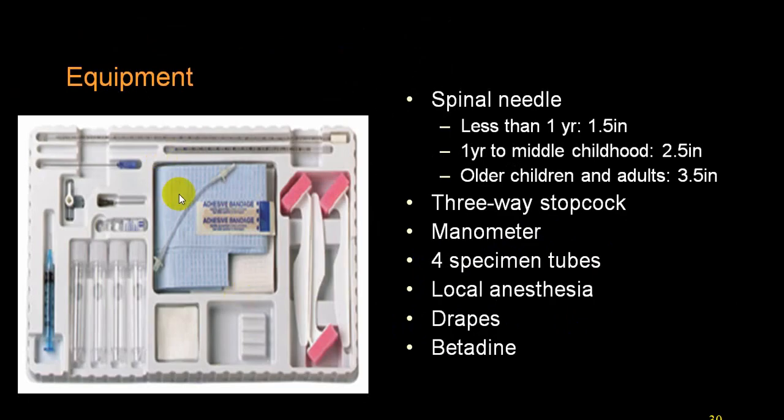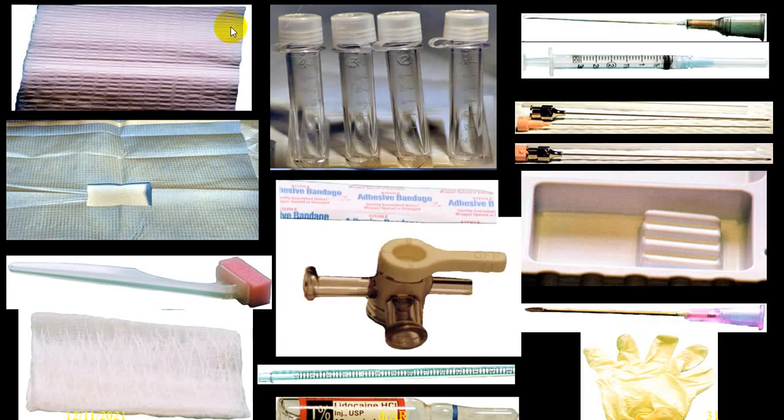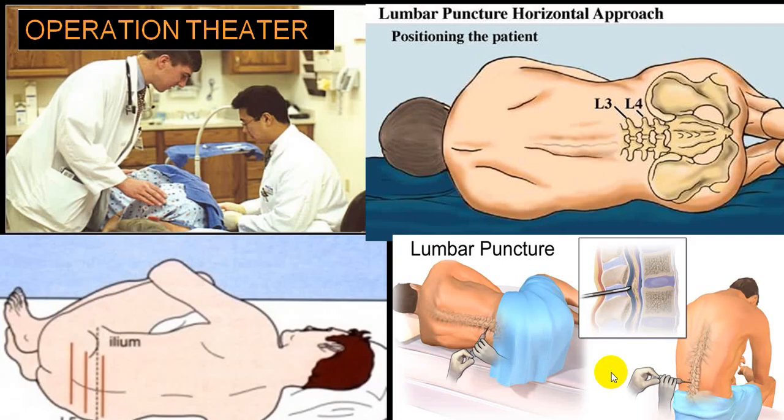So this will be the kit which will be available. Everything is available in this, right from cleaning till collecting tubes. It contains a spinal needle, 3-way stopcock, manometer, 4 specimen tubes, local anesthesia, drape, and betadine solution. Everything is there in this tray. So all these materials are there: 4 test tubes, manometer tubes, syringe, needle, 3-way valve, draping material, local anesthesia, everything is available.